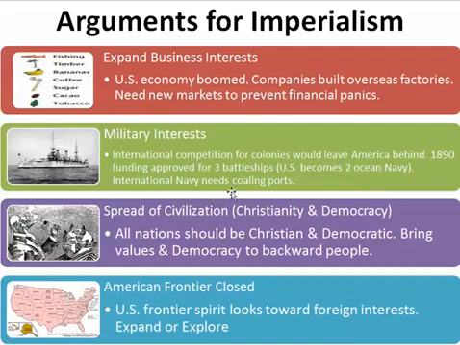An international navy needs coaling ports. In other words, coal was the energy source to send these big navy vessels throughout the ocean. They needed these ports to put coal out, places where they could put naval bases to have this 2-ocean navy. And let's look for a minute first at this expand business interest right here.